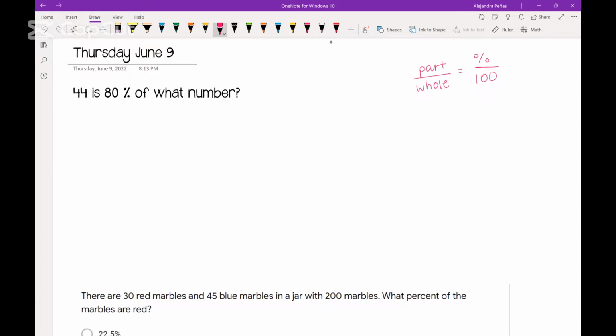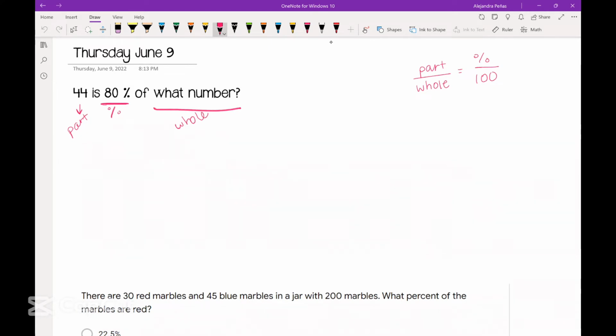How do I know it's the part? Because they're telling me that 44 is 80% of some number. If 44 were the whole, then 44 would be the 100%. So that tells me that this is going to be the part. Obviously, this is the percent, and we're looking for the whole.